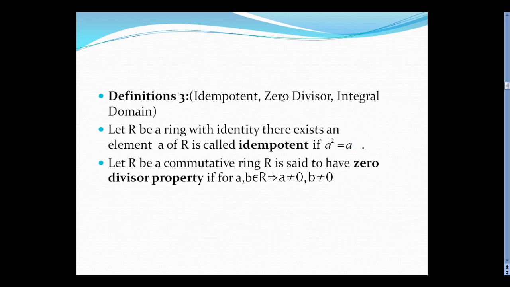Definition 3. Idempotent, zero divisor, integral domain. So when do you say it is idempotent? If A square is equal to A. So let R be a ring with identity, then an element A of R is called idempotent if A square equals A. And let R be a commutative ring, then it is said to have a zero divisor if there exist A, B belonging to R such that A not equal to 0 and B not equal to 0.